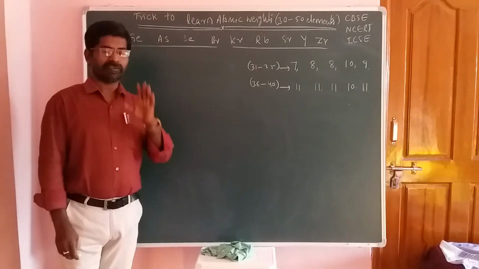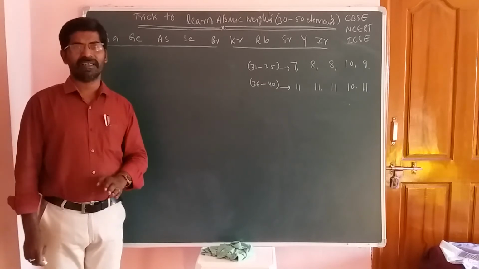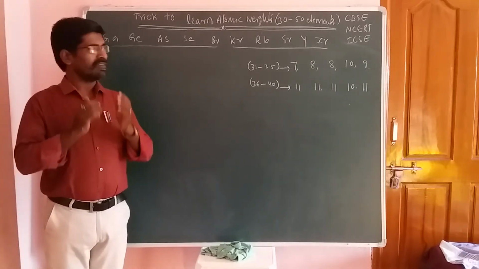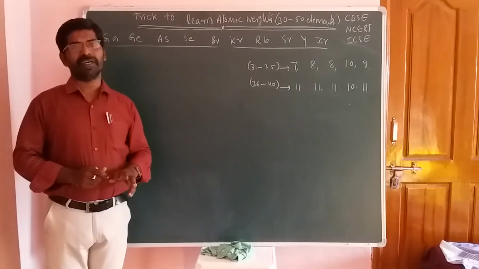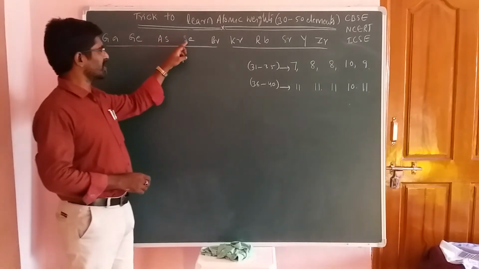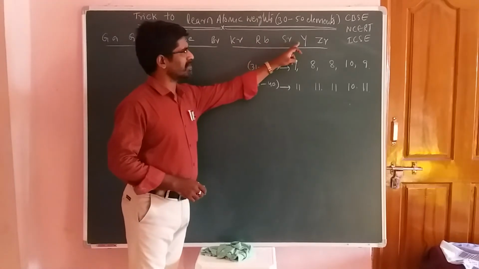Students, first of all you should write the element names in sequence order, in the regular order. Then you have to separate the two sets. The first set is the first five elements, and the second set is also five elements. Now here: gallium, germanium, arsenic, selenium, bromine. Second set: krypton, rubidium, strontium, yttrium, zirconium.